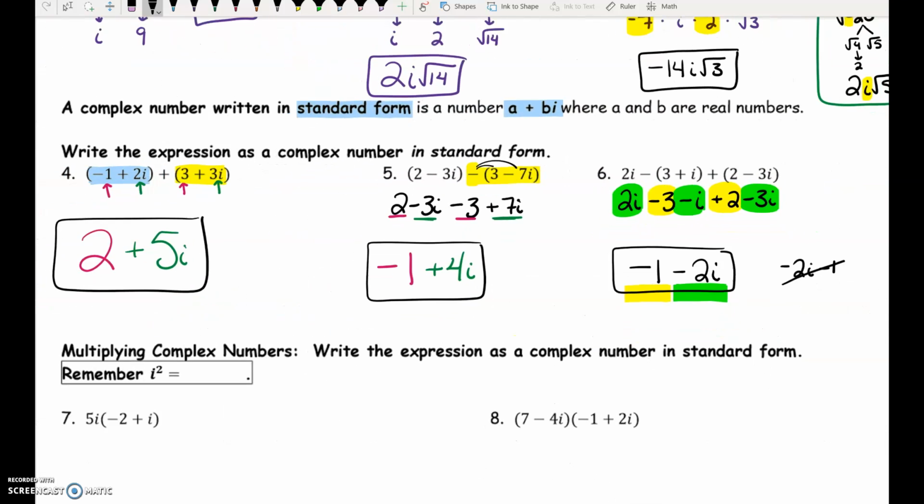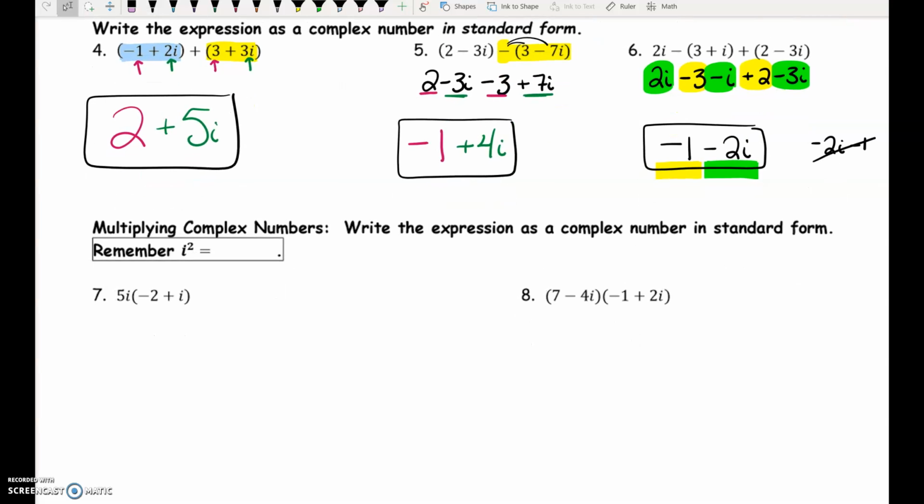Okay. Next, we're going to start multiplying with complex numbers. And for the most part, i works just like x would. So 5i times -2 is -10i. 5i times i. Anyone want to take a guess what 5i times i is? 5i squared. Okay, now we need to talk about this i squared thing.